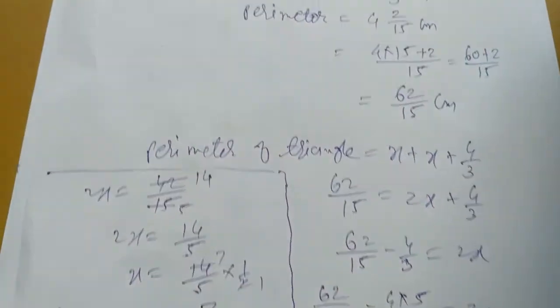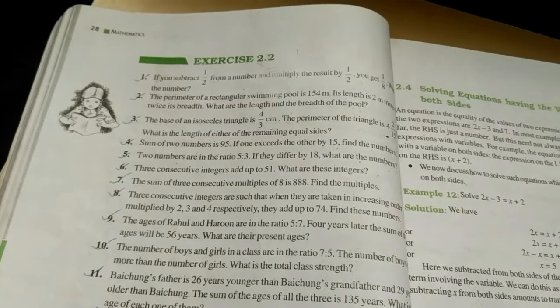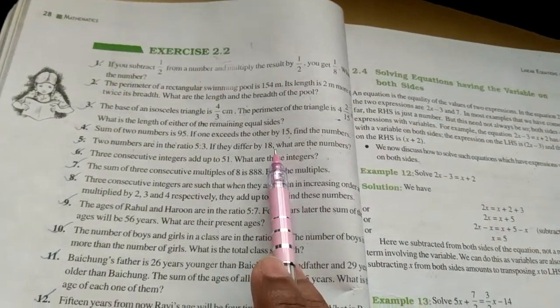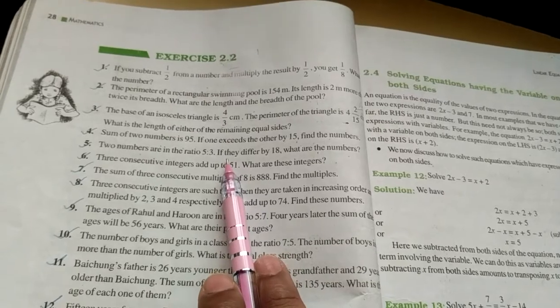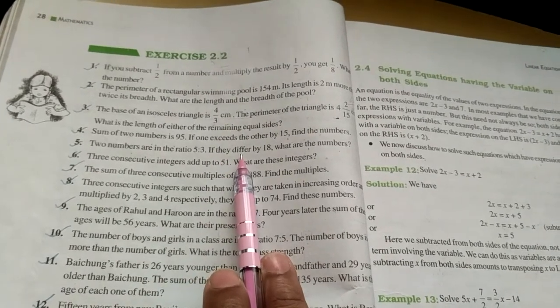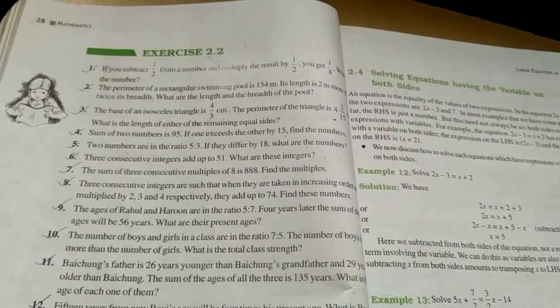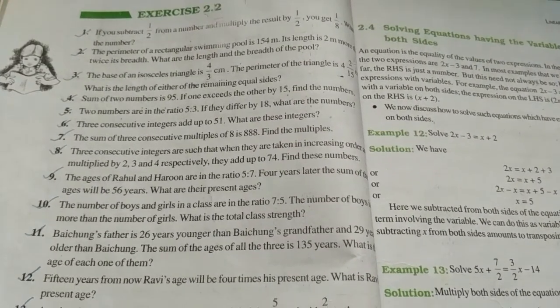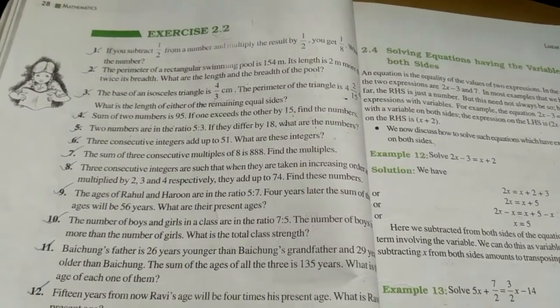Now next I am taking question number 5. Two numbers are in the ratio 5:3. If they differ by 18, what are the numbers? Here the numbers are in ratio 5:3.